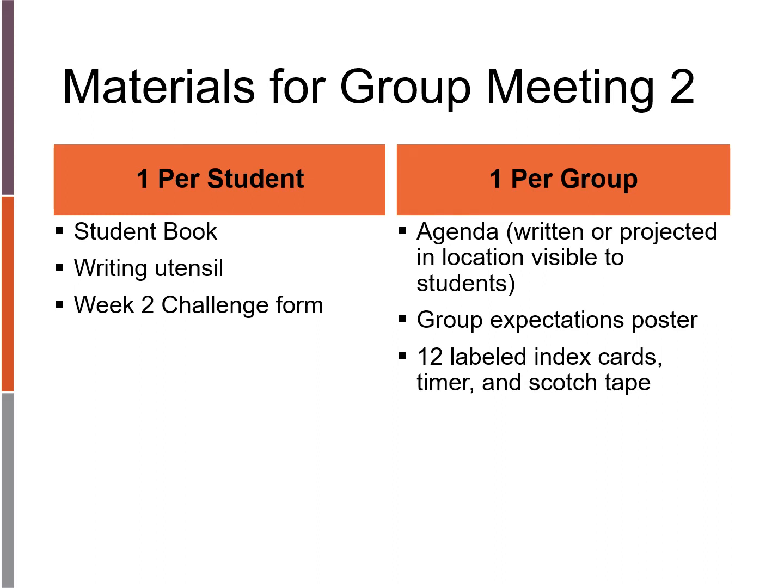For each student, you will need to have the student books, writing utensils, and the challenge form for week 2. During the meeting, you will also need to have the agenda displayed, the completed group expectations poster, and 12 labeled index cards as described in the implementation manual.